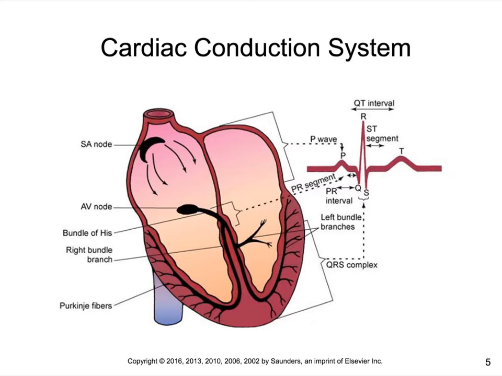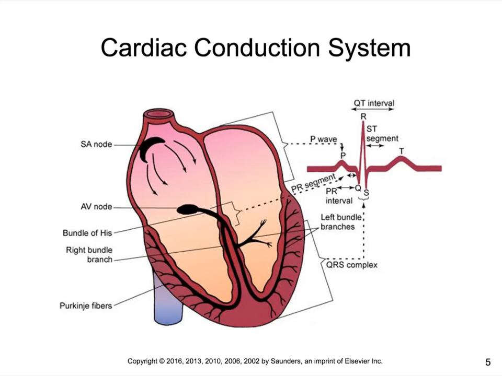Basically, what this is saying is that automaticity is the ability of the cardiac cells to generate an electrical impulse spontaneously and repetitively. This electrical impulse stimulates the contraction, and basically the beating, of the heart. Excitability means that it responds to the electrical impulse.